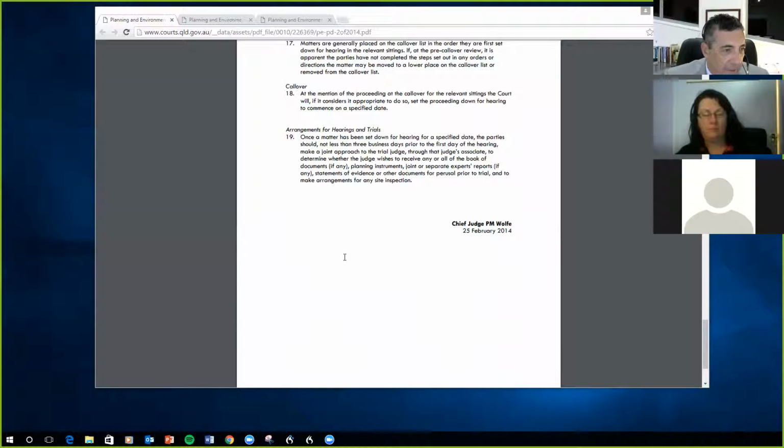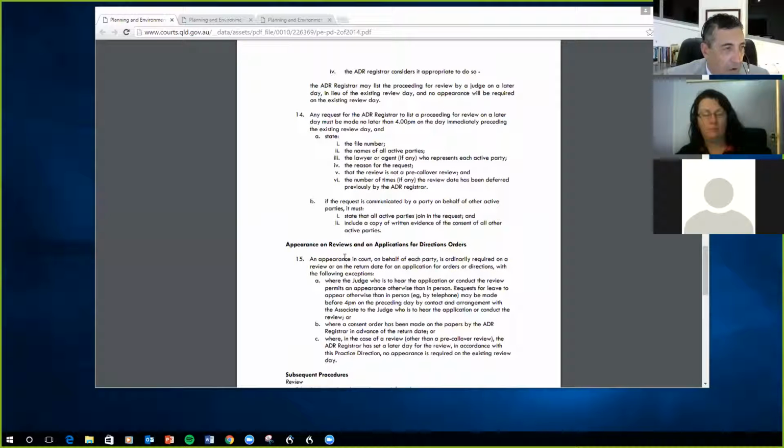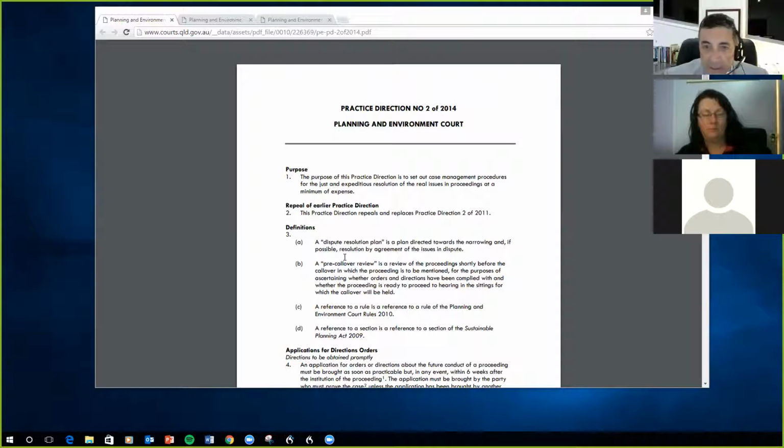So that was by the then Chief Judge, Judge Wolfe of the District Court, which is also the Planning and Environment Court. If there's any questions, please let me know. So that's the first one.